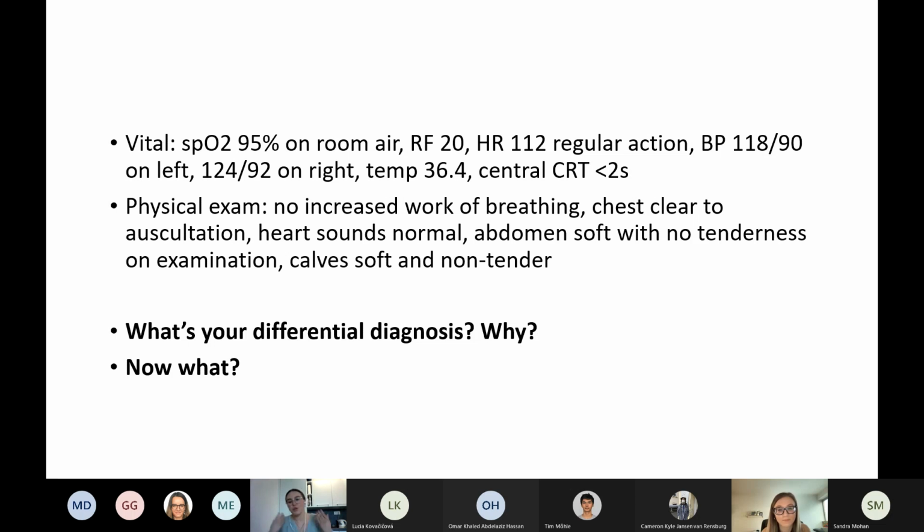According to books, you should do blood pressure on both arms, but the majority of people just do it on one. But if you want to be awkwardly correct, do both. And her temperature is 36.4. Then the capillary refill time is less than 2 seconds. Physical exam shows no increased work of breathing, chest is clear to auscultation, heart sounds are normal, abdomen is soft with no tenderness on examination, and calves are soft and non-tender.